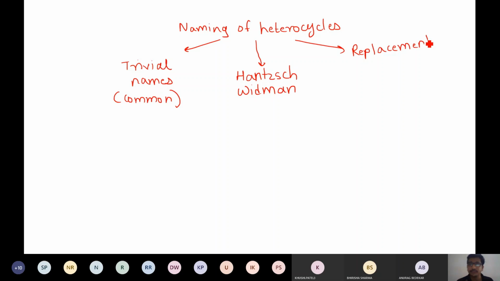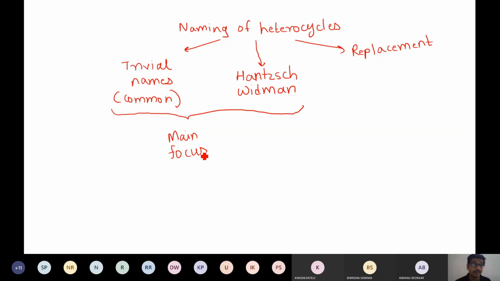So these are three systems. Whenever you talk about nomenclature of heterocycles, these are the three systems which are really commonly used. Out of these three, what we are going to study today are mainly these two. So the main focus of today's lecture is going to be these two systems, which are trivial names and the Hansch-Widman system. I hope you know what we are going to do today.